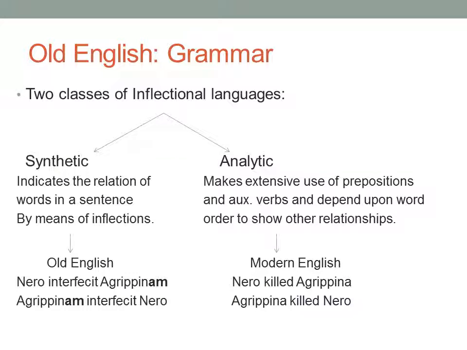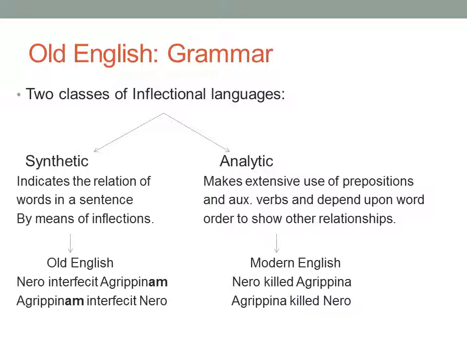As far as the grammar of the Old English is concerned, we can talk about inflectional languages that could fall into two classes. One was synthetic and the other analytic. A synthetic language is that kind of language which indicates the relation of words in a sentence by means of inflections. So, for example, here we have this example: Nero interfacit Agrippinam and Agrippinam interfacit Nero.